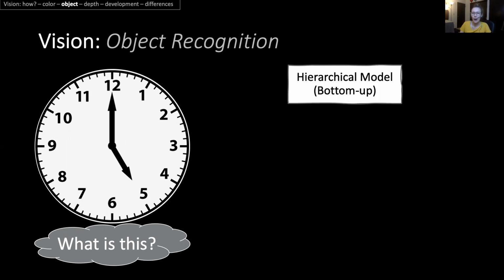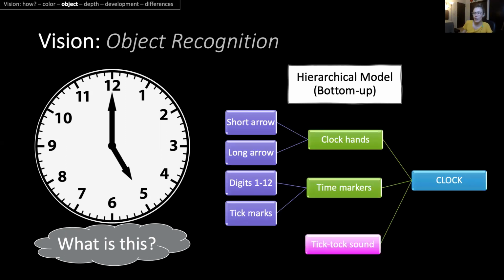Now there are two different ways that your brain knew this was a clock. There are two theories of object recognition. One is the hierarchical model, and the other is Gestalt psychology. So the hierarchical model is the bottom-up model. It's the process that says, okay, we're going to start with basic information.